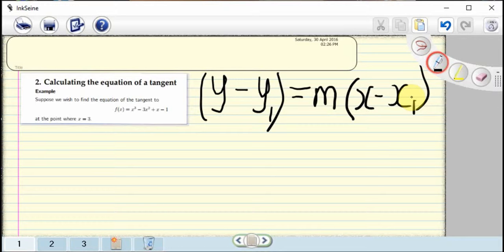Now, we are given a specific value of x. The question says, suppose you wish to find the equation of a tangent to f of x is equal to x cubed minus 3x squared plus x minus 1 at the point where x is equal to 3. Now we're given the value for x1, that is 3. So if we want to find y1, we simply plug in that value into the function. So we're going to be substituting for x so we can find the value of y. So let's go.